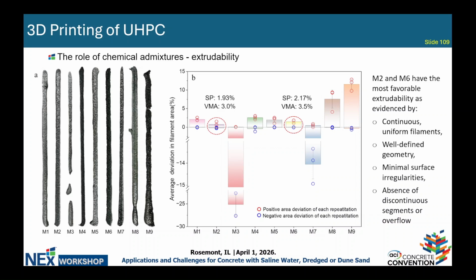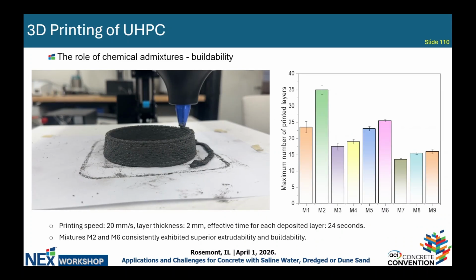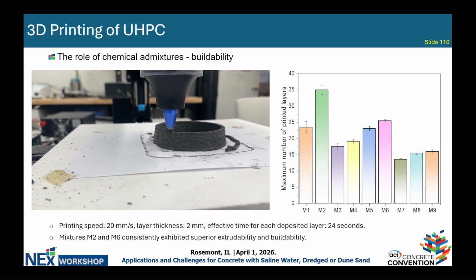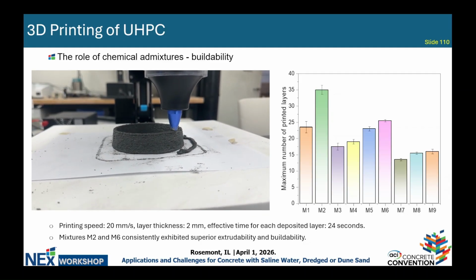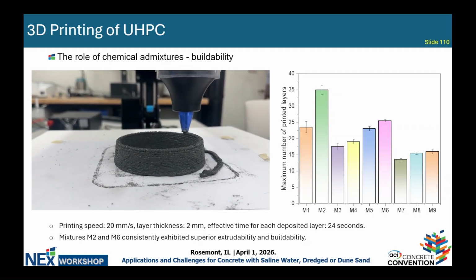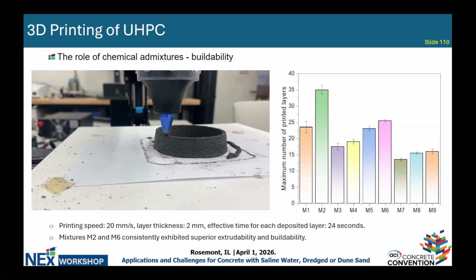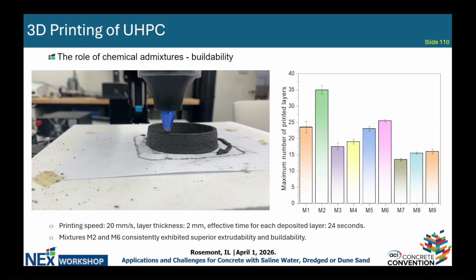And the next test we did is the printing. This is our nozzle head. As you can see, you can get a rough idea about the printing process. So we print a hollow cylinder sample with a diameter of 150 millimeters at a printing speed of 20 millimeters per second and a layer thickness of 2 millimeters. So this is quite rapid printing, because for each deposited layer, the effective time for the operation is only 24 seconds.